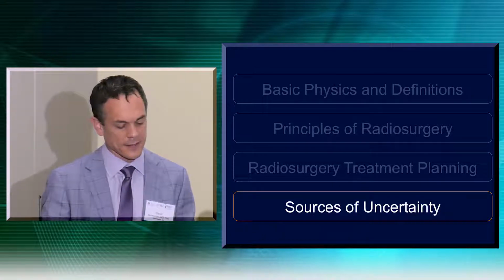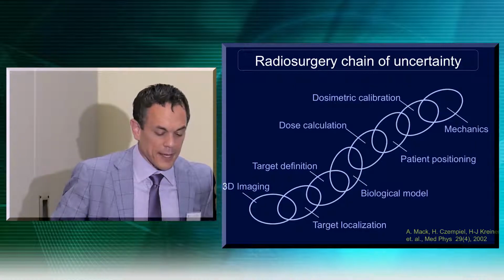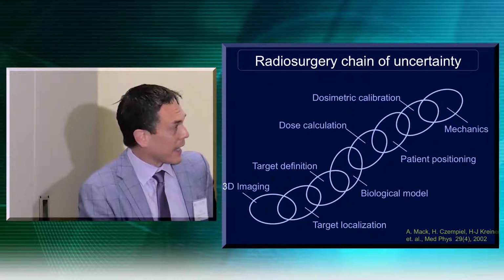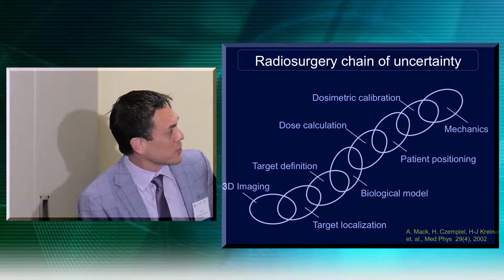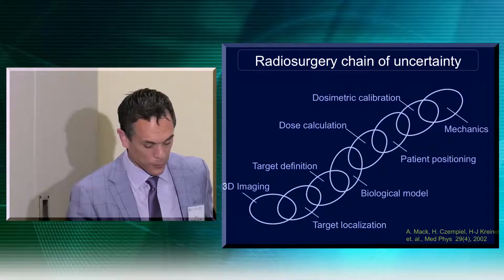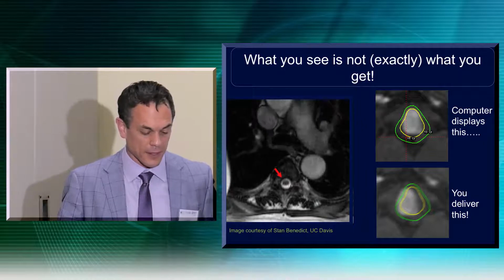And so for the end of the talk, sources of uncertainty. So radiosurgery is a complicated multi-part procedure that has a large uncertainty chain. And it includes everything from the mechanics of the machine to the biological model to whether we even can define what target we're trying to hit. And so there's a lot of different places uncertainty creeps into the equation.